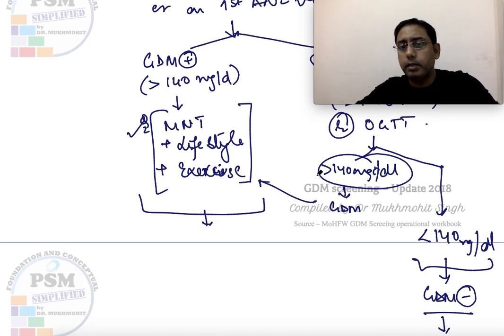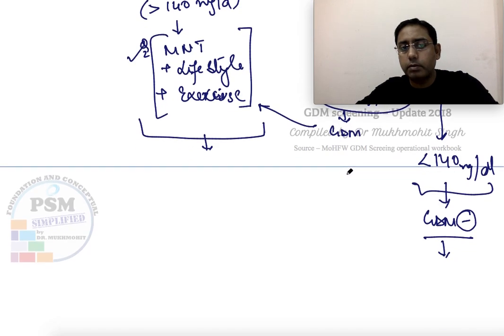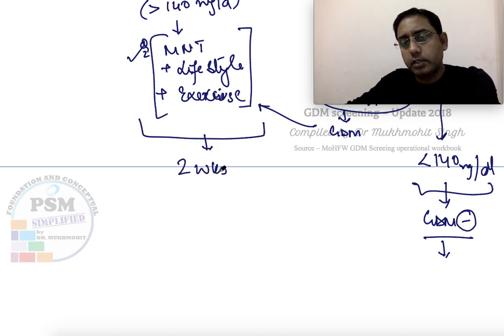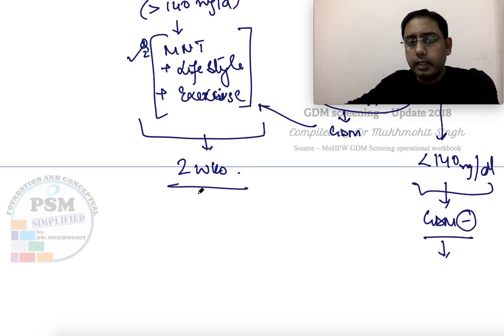Again, in case the female is more than 140, she goes back to medical nutrition therapy. Less than that, it is GDM negative. Now, medical nutrition therapy is given for 2 weeks. It is given as a trial for 2 weeks, and after 2 weeks we will have a repeat test done.